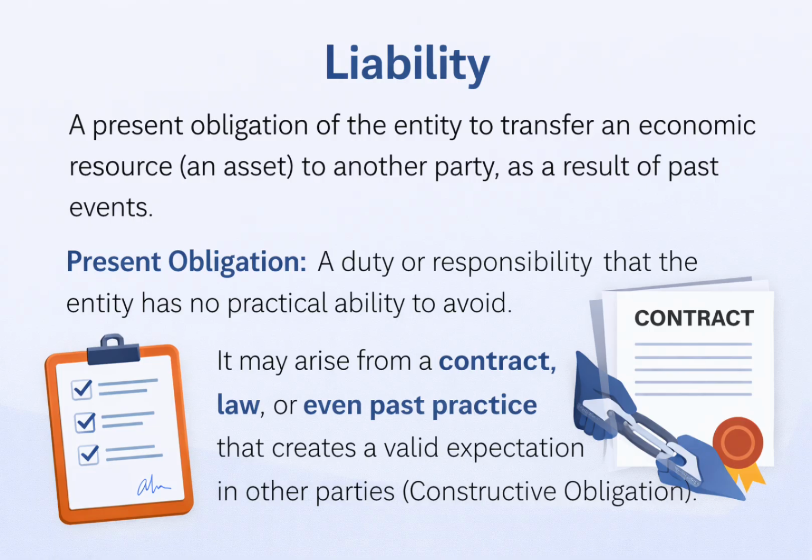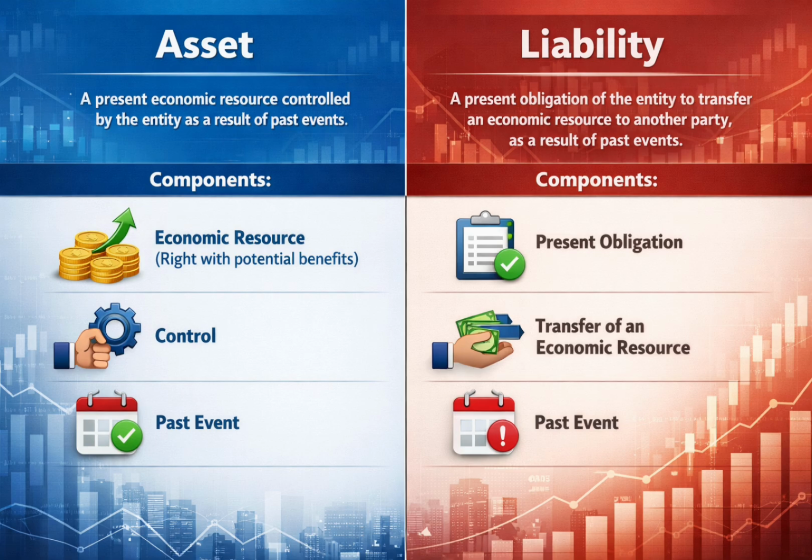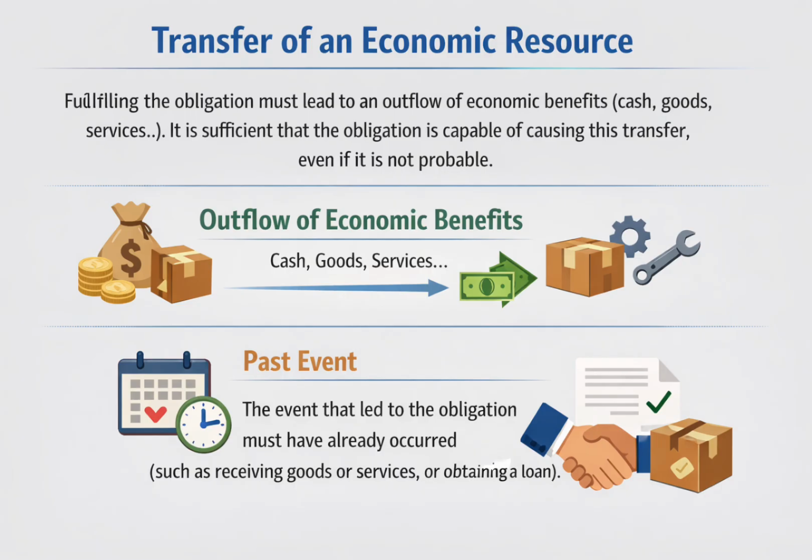Constructive obligation. 2. Transfer of an economic resource. Fulfilling the obligation must lead to an outflow of economic benefits, cash, goods, services. It is sufficient that the obligation is capable of causing this transfer, even if it is not probable. 3. Past event. The event that led to the obligation must have already occurred, such as receiving goods or services, or obtaining a loan.